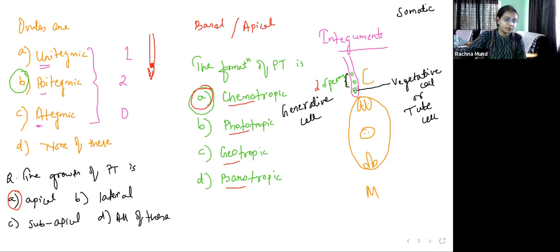Clear? Now I'm erasing all this. Okay. Generative cell. Let me clean this up a bit.